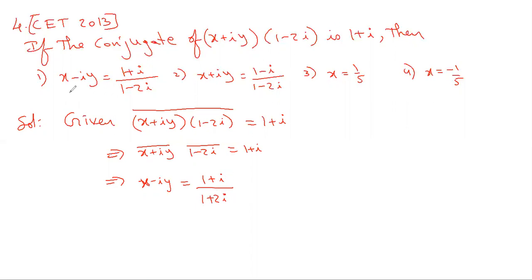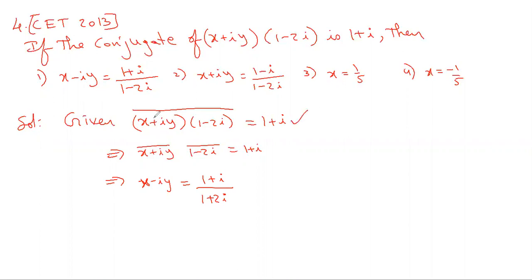See, you guessed it as the first option, but it is wrong. Okay, because the other one also will change signs. Understood, sir. See, if you see, the given information is the conjugate of x plus iy into this is equal to 1 plus i. This is the exact given information.